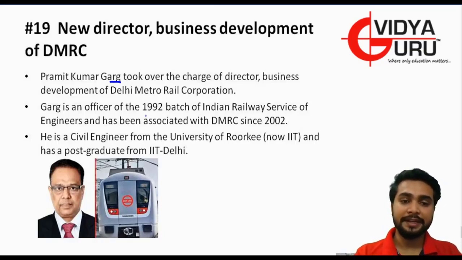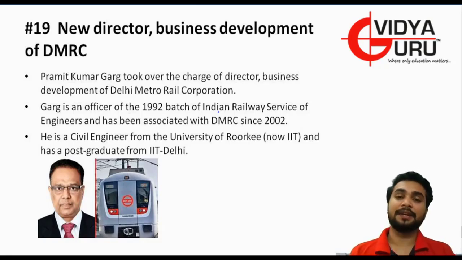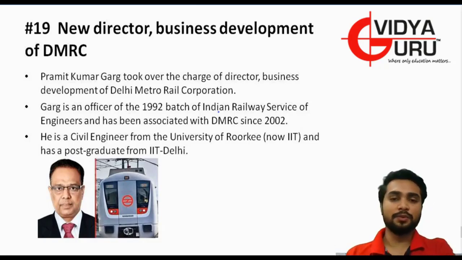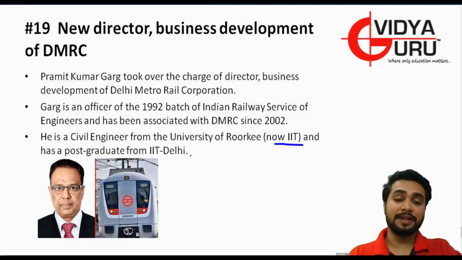Garg is an officer of the 1992 batch of Indian Railway Service of Engineers and has been associated with DMRC since 2002. You must know that DMRC, Delhi Metro Rail Corporation's first train was started in 2002 from Tis Hazari to Shahdara. This question can come in your examination, which is Delhi Metro's first metro started from Tis Hazari to Shahdara in 2002. He is a civil engineer from University of Roorkee, which is now IIT Roorkee, and is also a graduate from IIT Delhi. So this much information you must know about Pramit Kumar Garg.